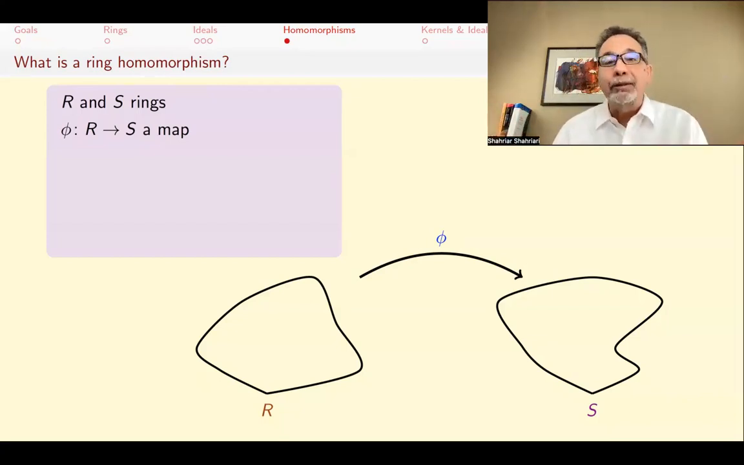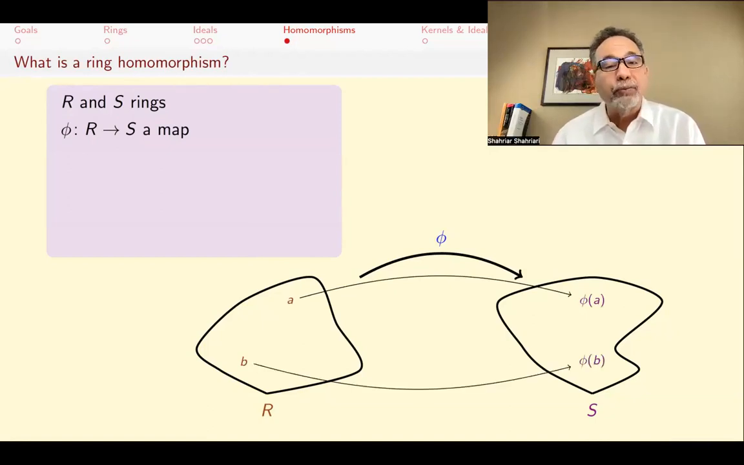But the map may or may not be one-to-one and onto. Two different elements might go to the same place. And it might be that not all of S is hit by elements of R. Now, if you take an element A in R, it goes somewhere, phi of A. And if you take another element B, it goes somewhere, to phi of B.